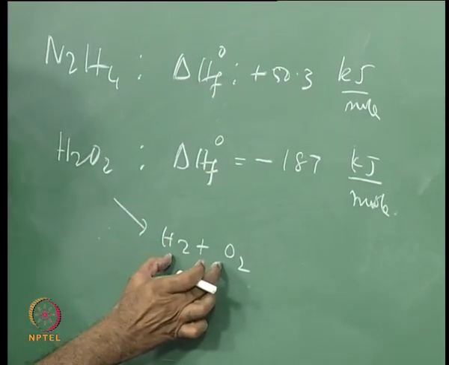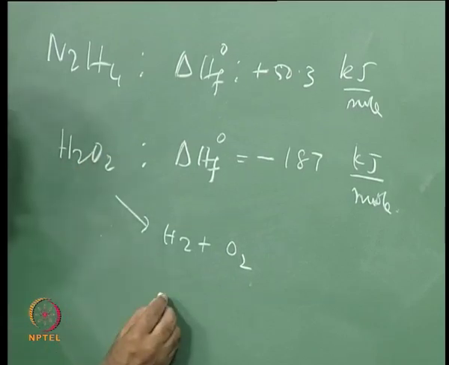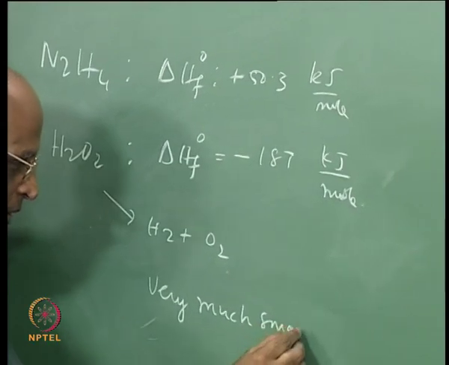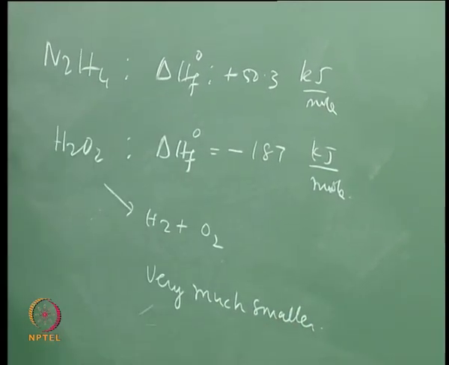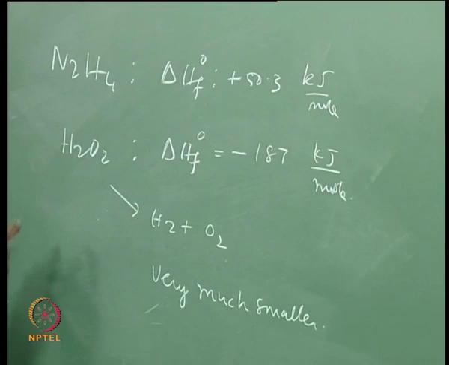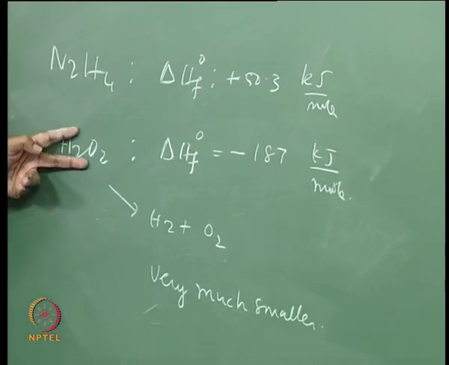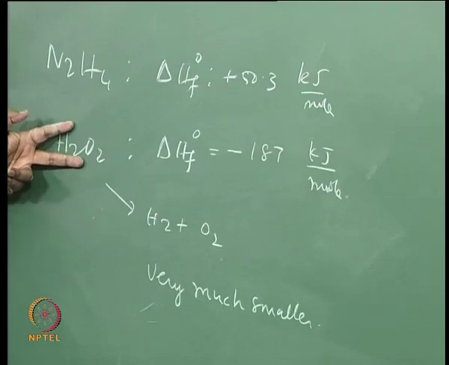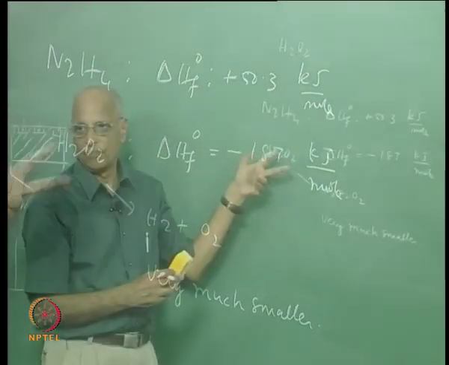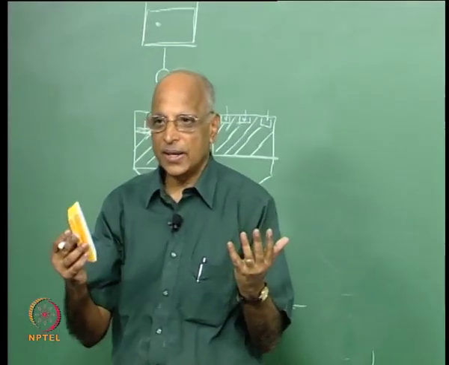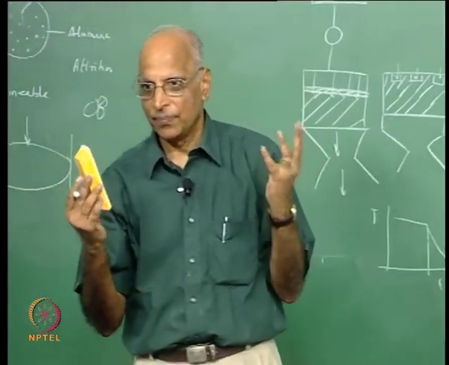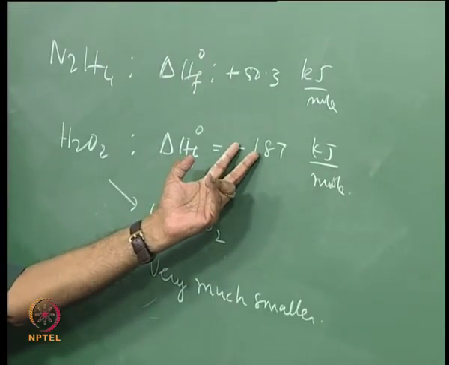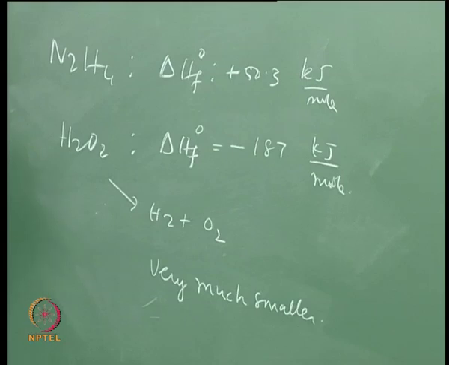Therefore, the temperature I can get by H2O2 decomposition will be very much smaller. Universally, other than maybe in the early part of the program, in the 1940s and 50s, when we used hydrogen peroxide as a monopropellant, nowadays it is not being used at all. The reason being, I get extremely poor performance. And why do I get poor performance? Because this heat of formation is much more negative, and these things we have covered earlier.